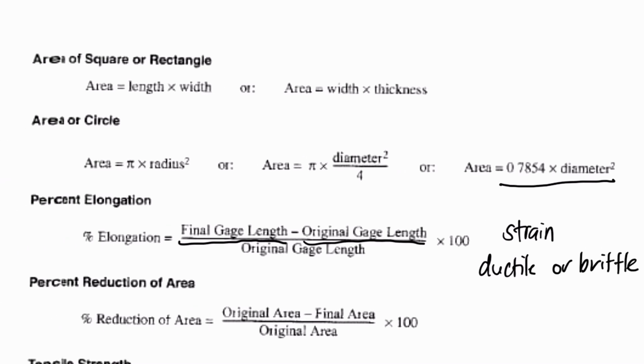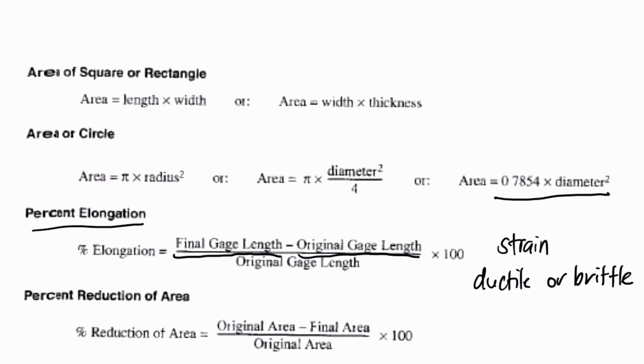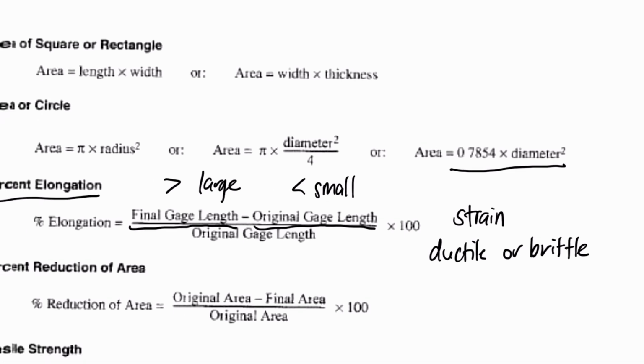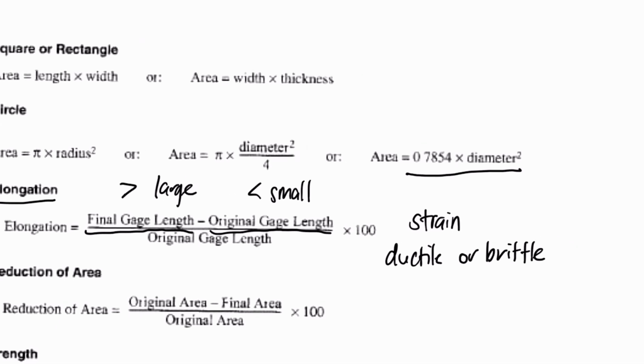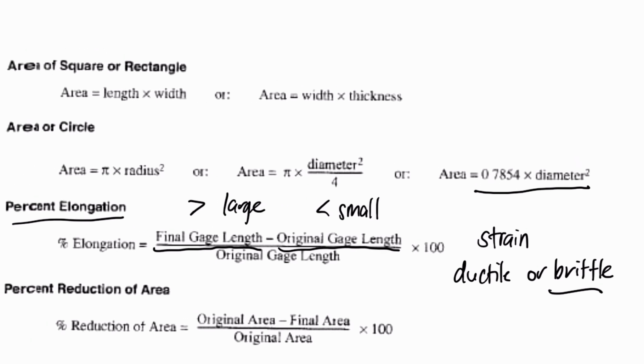Meaning to say, if you have a large percent elongation, the body is more ductile, meaning it can stretch more before it will break. But if you have a small percent elongation, meaning the specimen broke at a smaller length, that specimen is brittle. So it determines the ductility of the specimen.